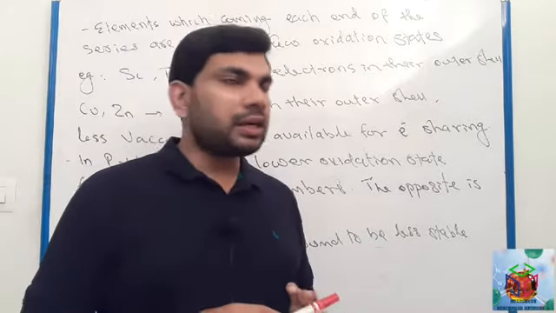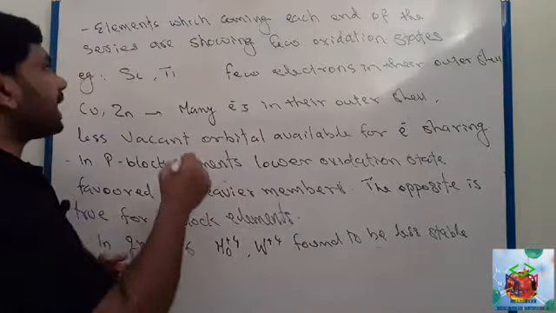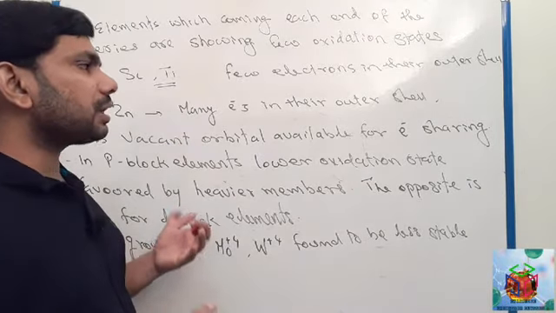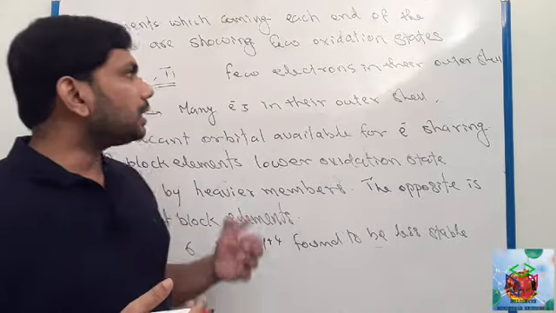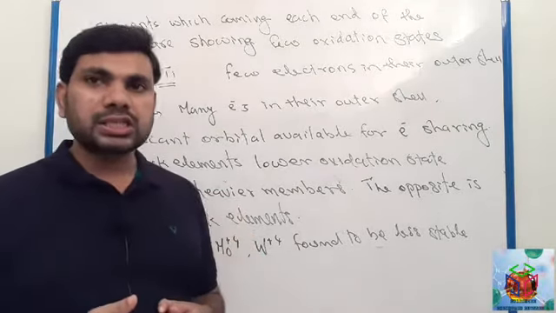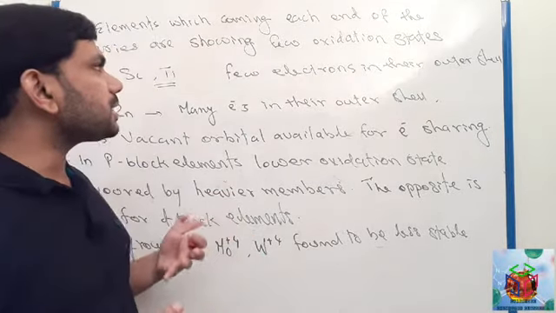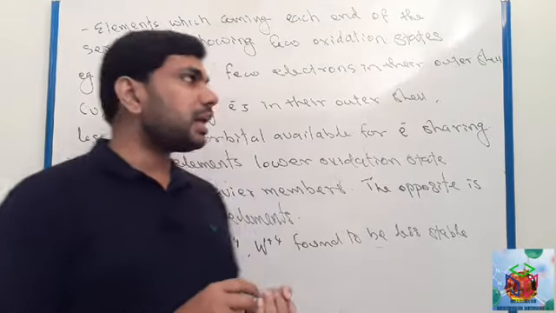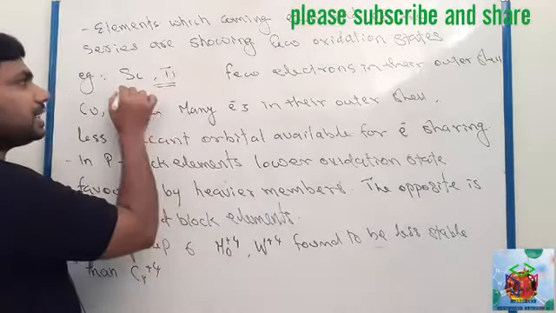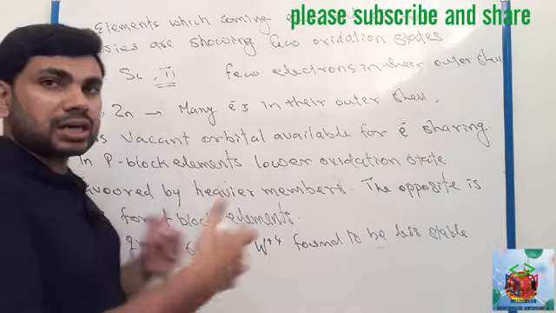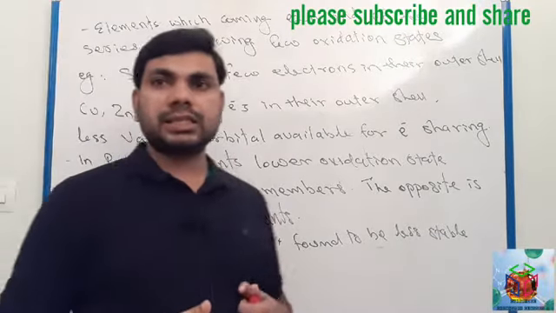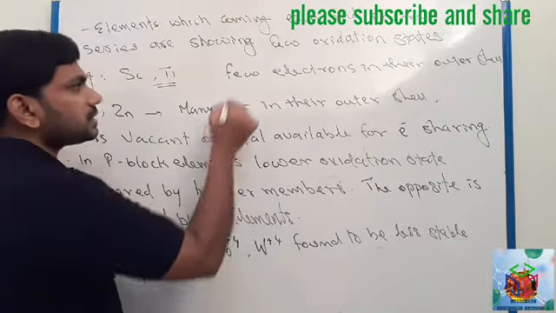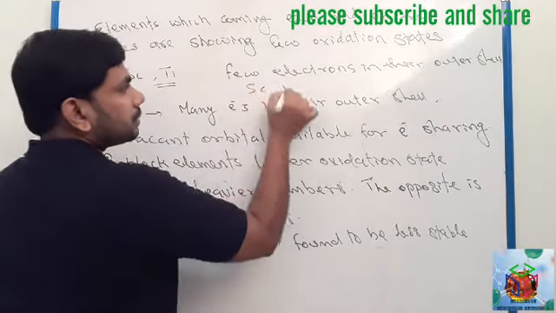Okay, see here for example, scandium and titanium. Scandium and titanium come at the beginning, and they have few oxidation states. Why do these elements have few oxidation states? These elements are at the beginning. Scandium and titanium start the 3D series. Okay, you know the 3D series starts like this.